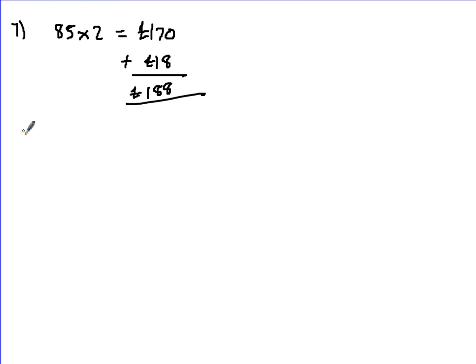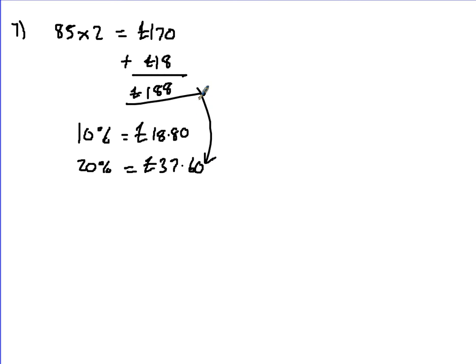So it's 85 times by 2, which is £170. I'm also then going to add on fitting, which is £18. So then I have 188. And then what it needs is 20% added on VAT for both of those. So 10% of that is £18.80. So 20%, if you double that number, that would then give you £37.60.